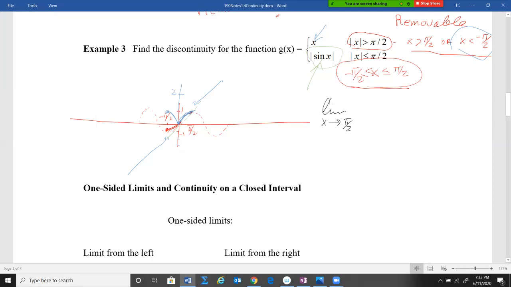x is heading to pi over 2 from the right. So in other words, we're heading along the graph right in here, coming down this way. And that would be using this function here, x. Well, a direct substitution tells us that that's just going to be pi over 2. So the limit actually equals pi over 2. However, notice that if you were going to evaluate the function at pi over 2, in other words, g of pi over 2, it would come from this bottom piece, because that's where it's defined down here. And we would use sine pi over 2, which we can see is a 1. So already we see that the limit from the right does not equal the function value at that point.